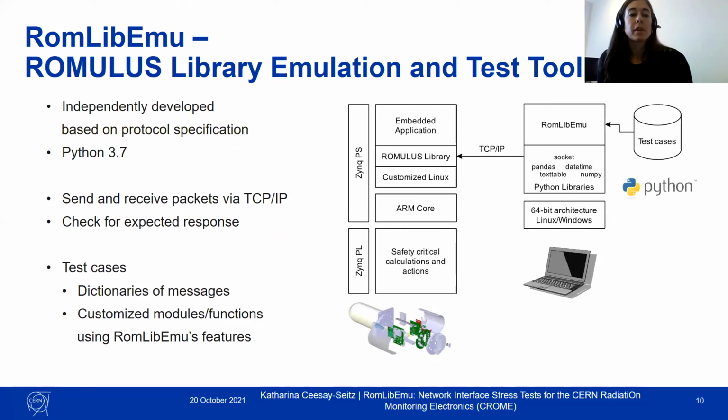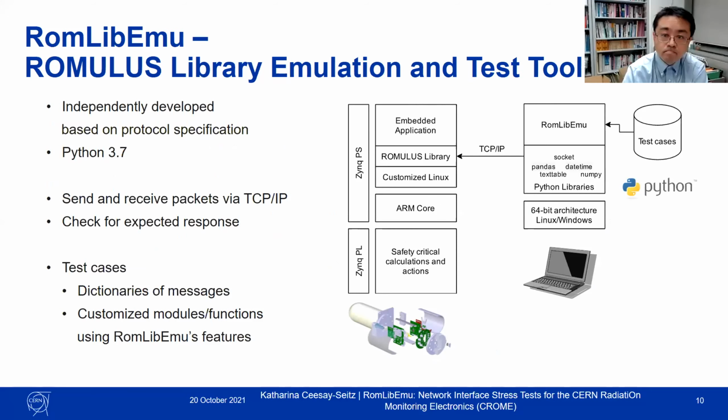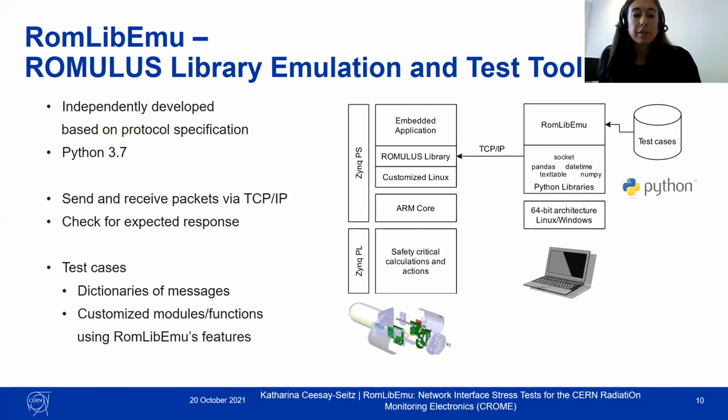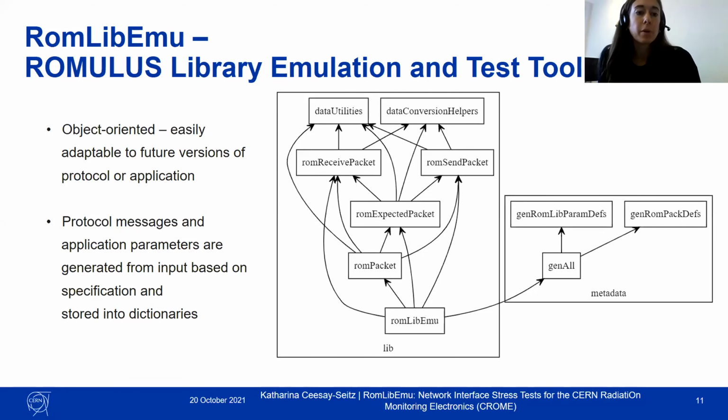The RomLib has been independently developed from the C library based on the protocol specification, and it's written in Python. It can send and receive packets via TCP/IP, and then it can check for the expected response. Test cases can be defined as dictionaries of messages, or the RomLib features can be used to create more complex test cases with customized functions or modules. It's object-oriented, so it can be easily adapted for future versions of the protocol or the application.